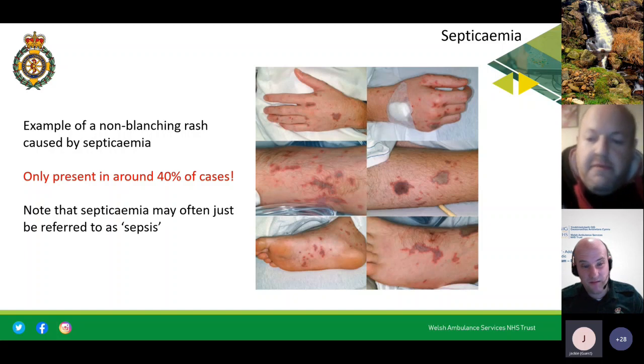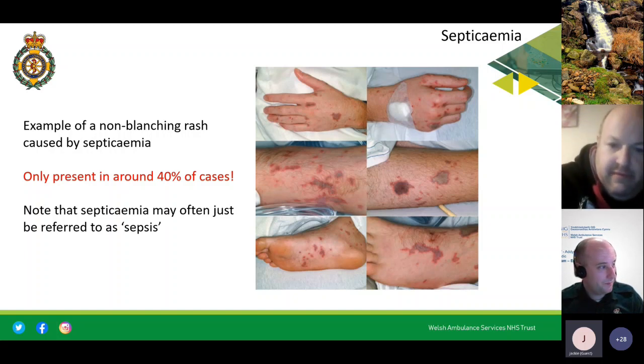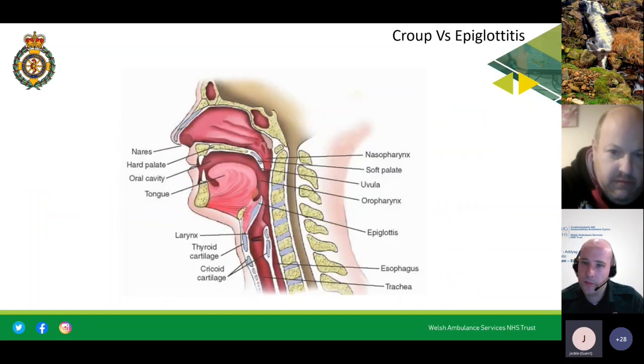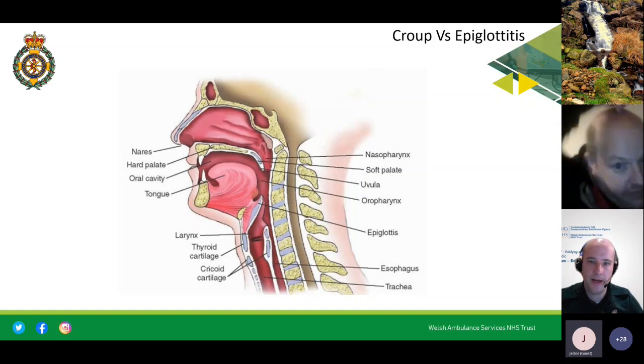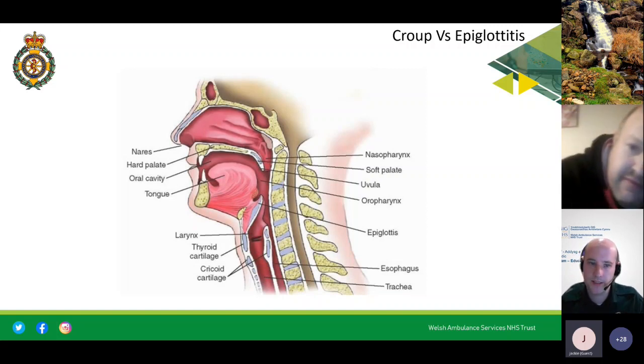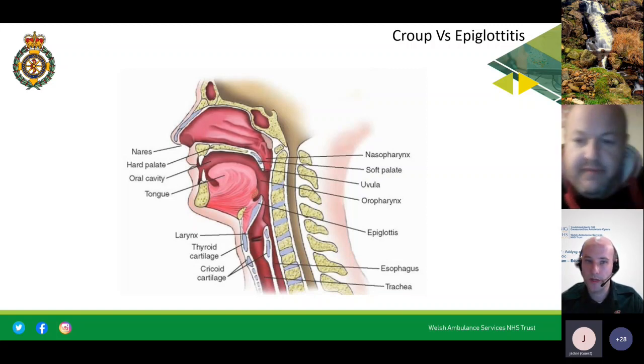So that is meningitis, really quick. But if we do a proper paediatric assessment, we should be able to identify a sick child and point us down this line. Then we talk about croup and epiglottitis. So which is the most life-threatening then, croup or epiglottitis, would you say?